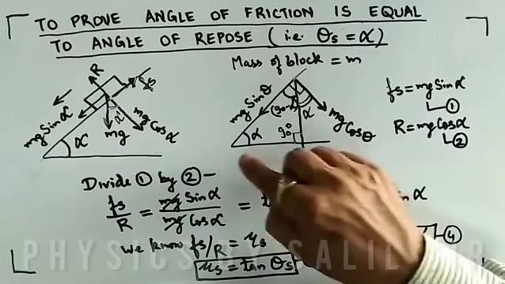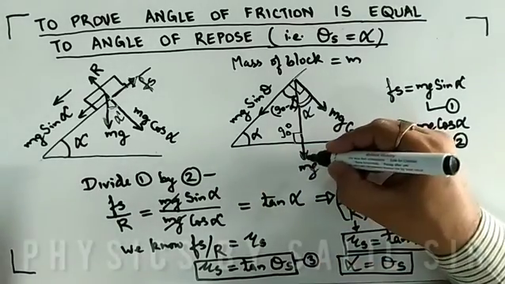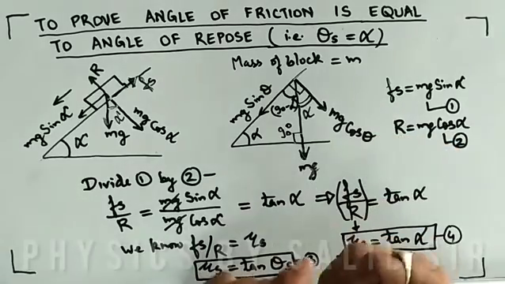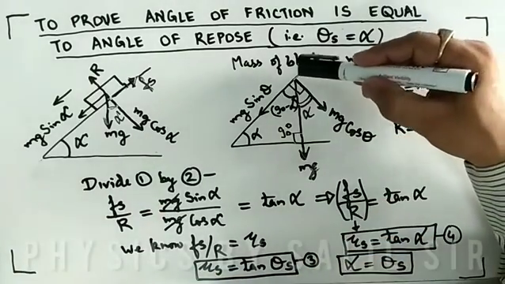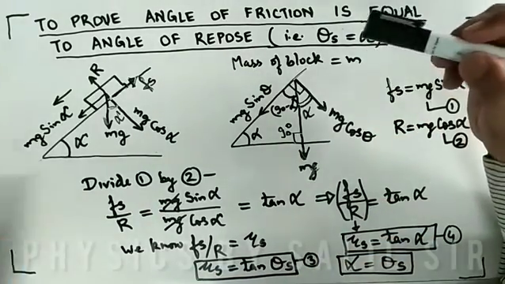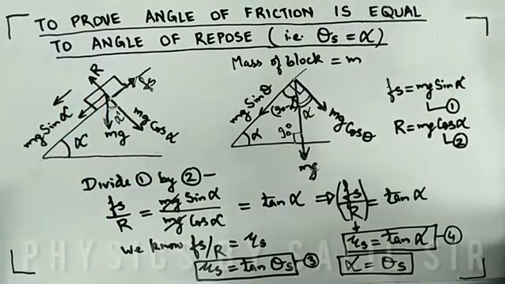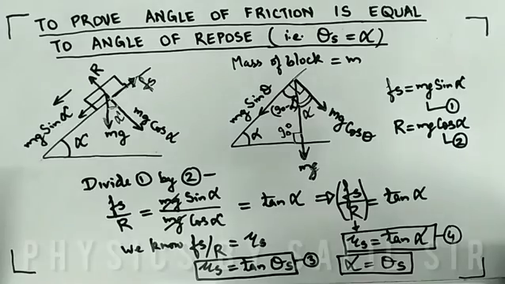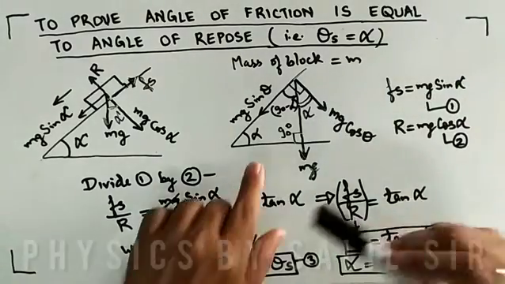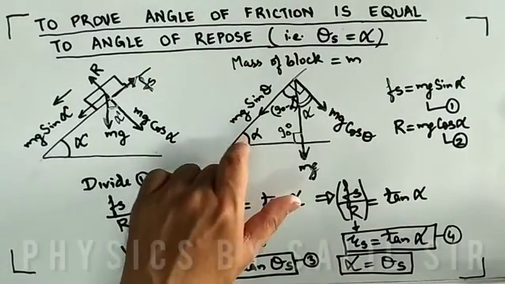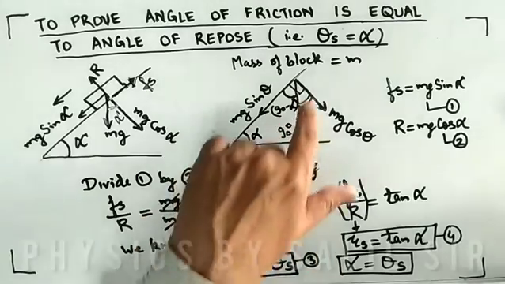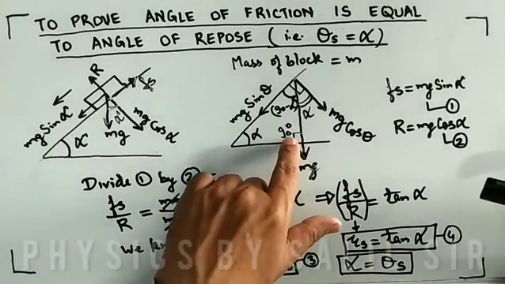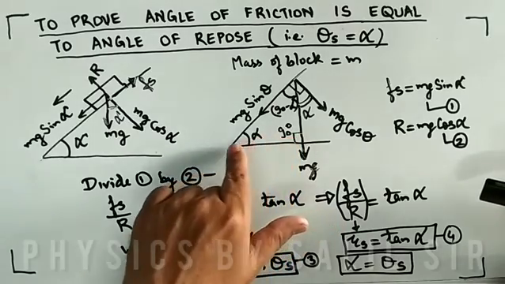Suppose this is a triangle. You know that this is mg, the weight of that block, which is acting at the center of gravity of that block, in the downward direction, towards the center of the earth. We know that this angle is alpha, the angle of repose. This becomes a right angle triangle, and this is 90 degrees.